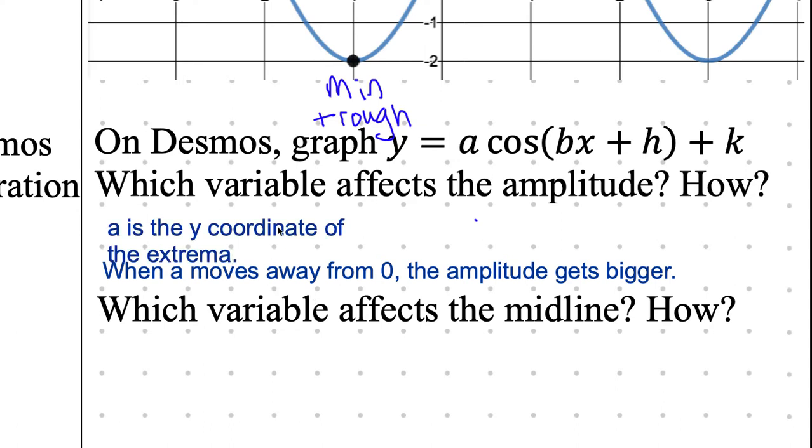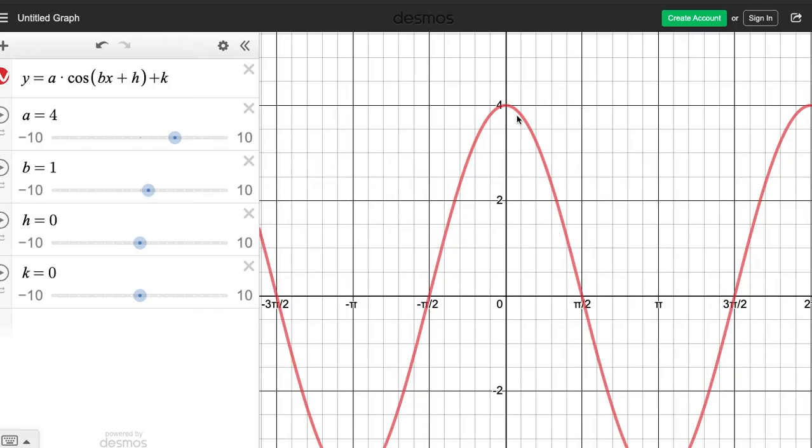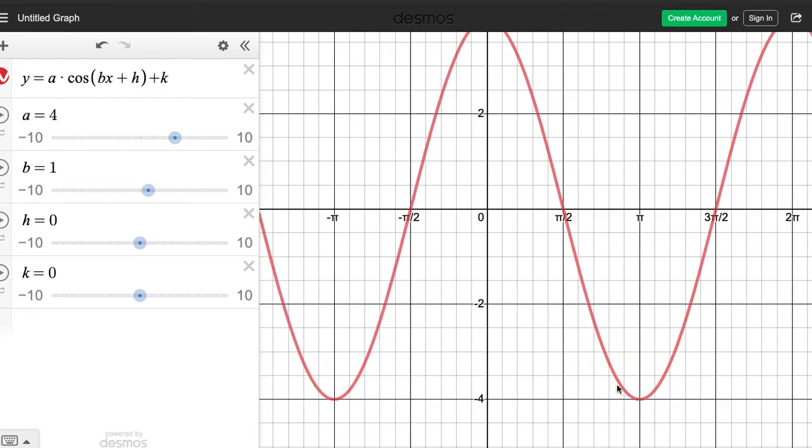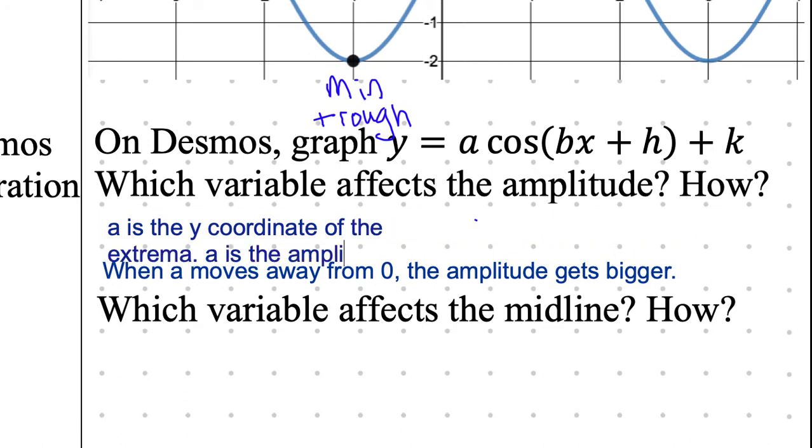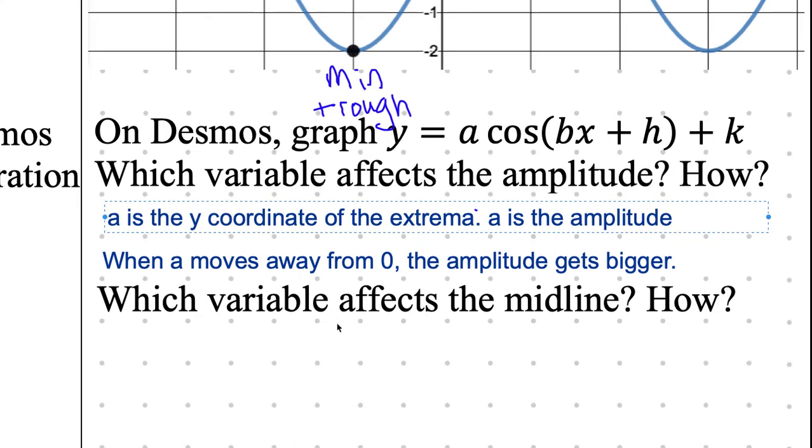And you can see that here. Whenever A is 4, the y coordinate is 4. Or I guess sometimes the extrema down here is negative 4. So specifically, A is the amplitude. All right, let's try the next one.